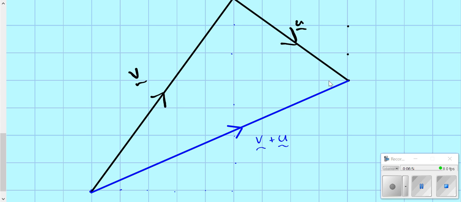Now I just want to show you this in a different way, because there's a couple of ways that you could work out what that vector is. I can see here by counting it's 1, 2, 3, 4, 5, 6, 7, 8, 9 in the x direction. And I can see that it's 1, 2, 3, 4 in the y direction. So the vector is 9, 4.